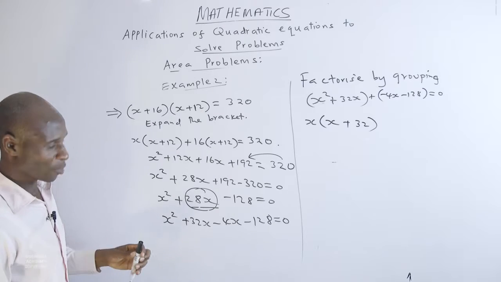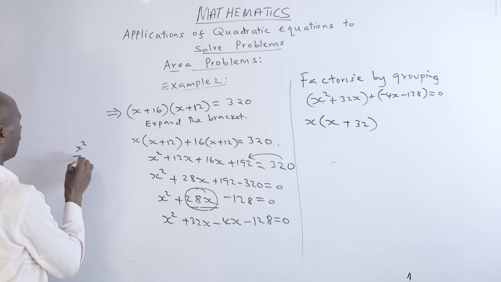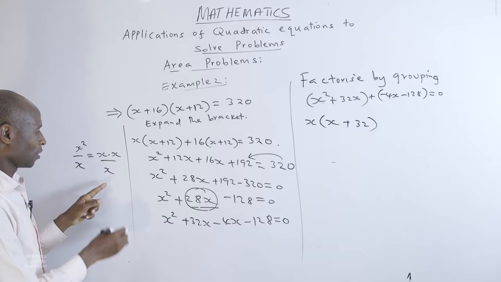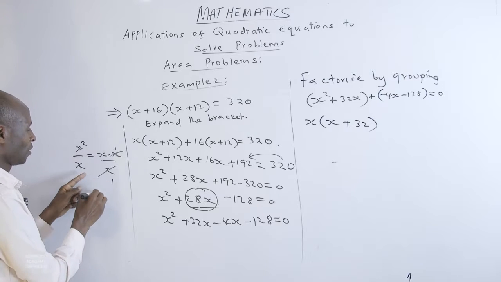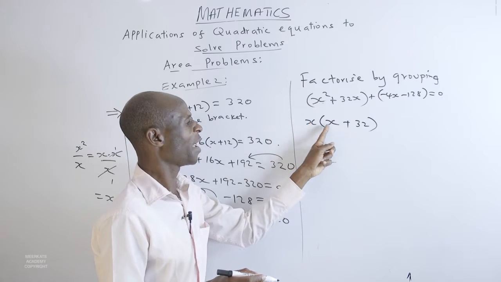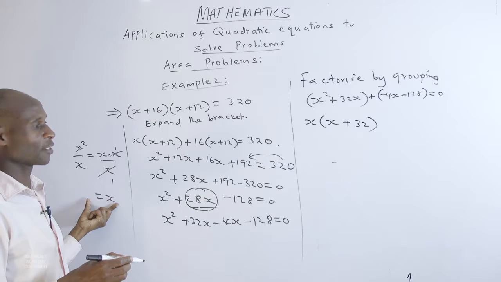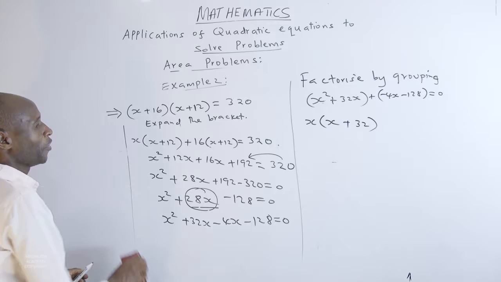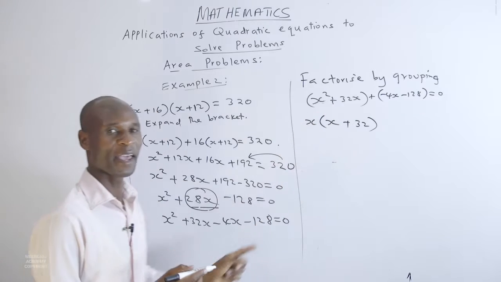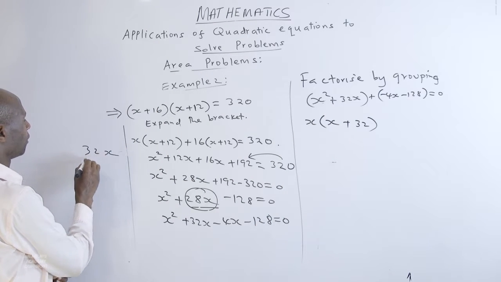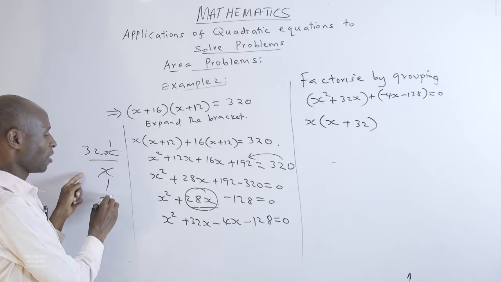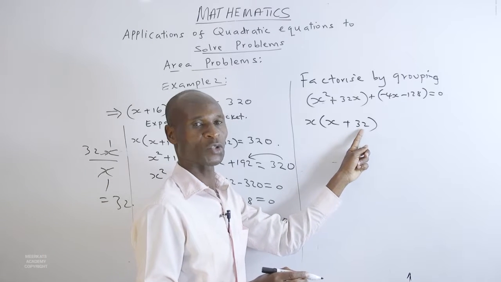But now let me show how we obtain x squared divided by x. X squared divided by x is the same as xx over x. X cancels, you remain with x. So that's why we are saying x is common. X squared divided by x is x from this particular illustration. If we take 32x here, x is again common. So we take 32x divided by x. X cancels. We remain with 32. So that's why we are having 32 here.